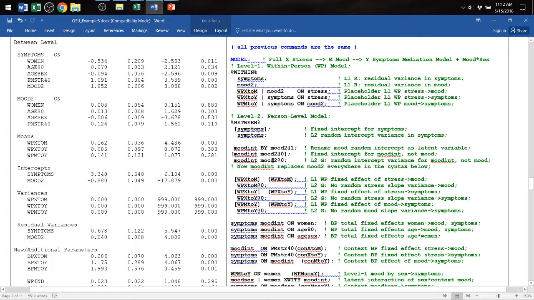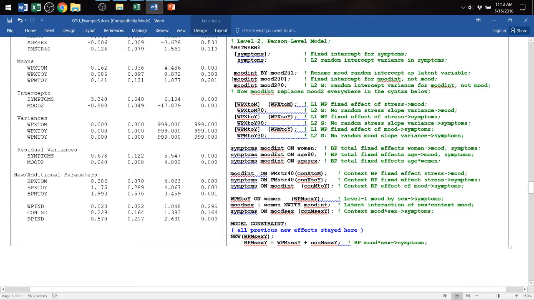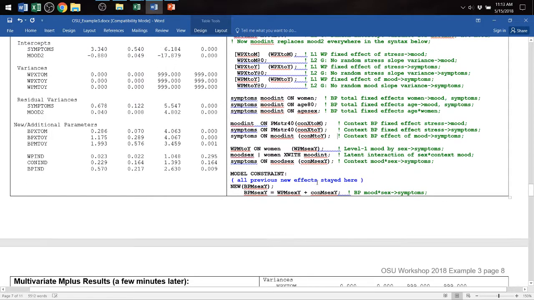So in English, I have renamed it. I took mood 2, made Mplus think it died, and made it rise again from the ashes as mood int. Why? I don't know why this is necessary, but when the mutate said it would work, it did. So now everywhere that mood 2 used to be is mood int. It doesn't change any of the contextual effects. All of that stuff is still the same as before. But what it does allow me to now do is to put an interaction term with gender.